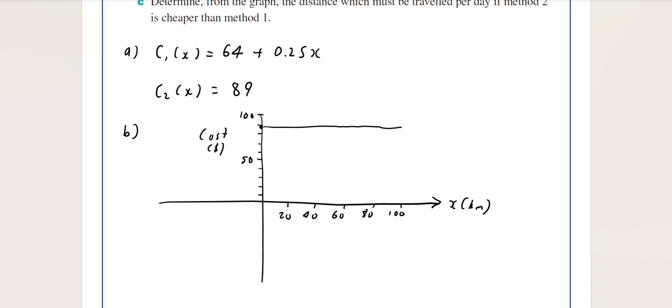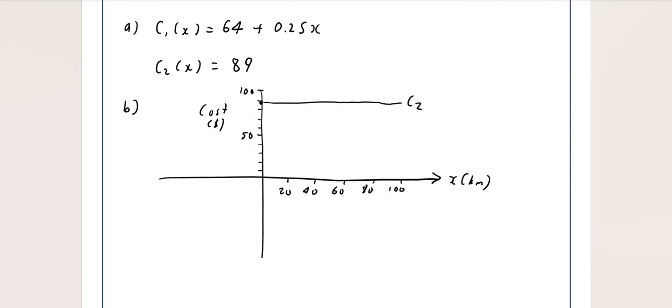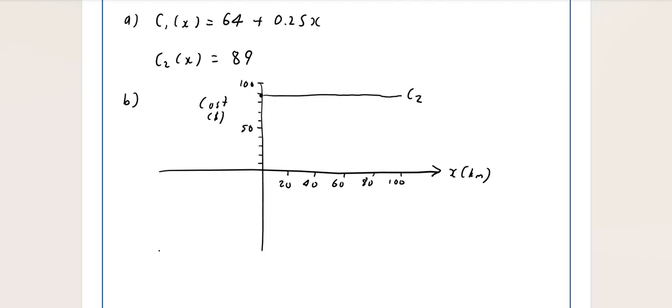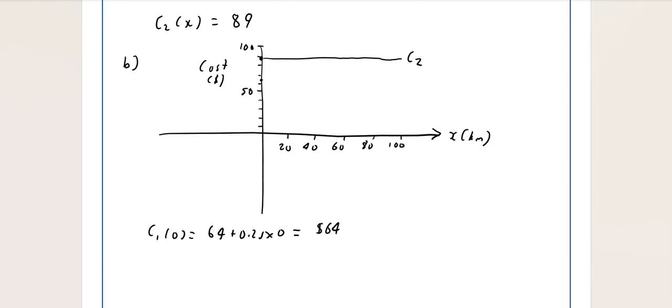That's my second function drawn. That was C2. Did the easiest one first. Didn't have to think too hard about it. For my other function for C1, I can find 2 points for my graph. It's going to involve X, so it's going to be a linear graph. I can find where it's going to start and end on my axis. So to figure out where it starts, C1 of 0, when X is 0, is going to be 64 plus 0.25 times 0. That comes out to $64. So it's going to start at 64, which is just going to be down here. That's going to be one of the points that I need to draw my graph.